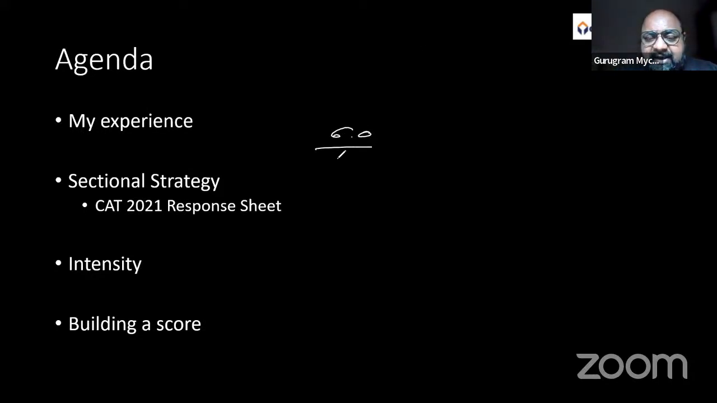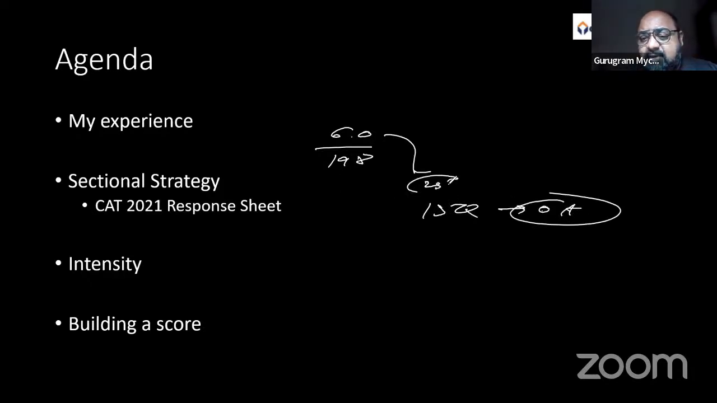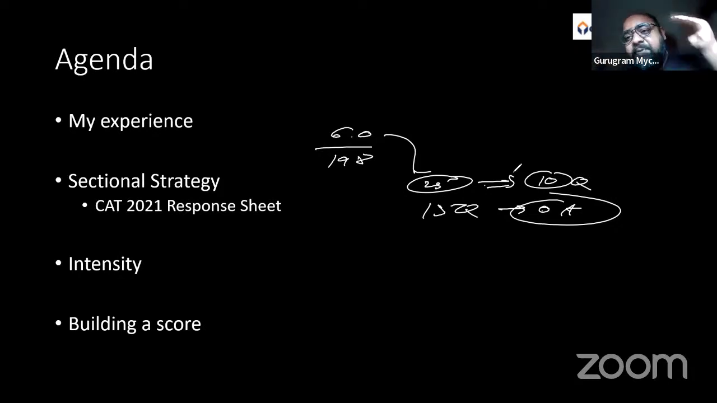Out of the 198 or whatever it is, right? And I try to attempt 15 questions in QA. That does not make sense. There is a very good chance that my QA score would be somewhere around 20-25. So even if I'm trying to do 10 questions, that would be an improvement over my previous score. So once you are able to reach that level, from there on you try to increase it further.